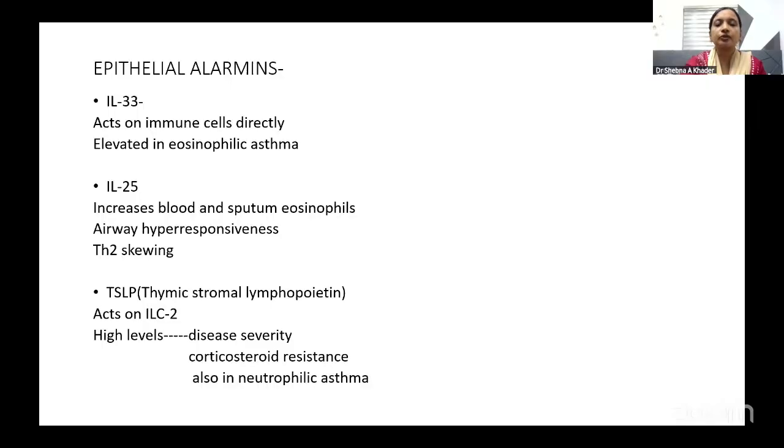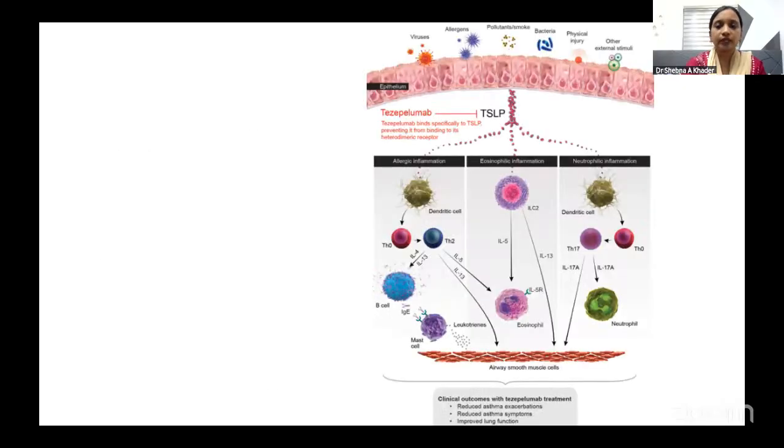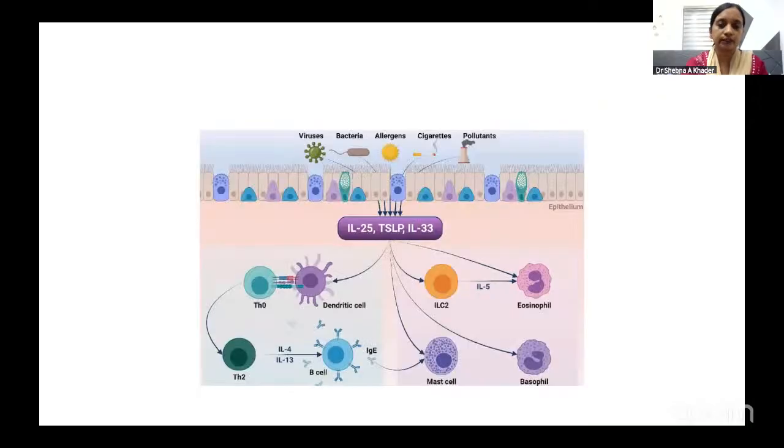Then there are more chances for corticosteroid resistance, and it is not just for eosinophilic asthma, it can be seen also in the neutrophilic type. So TSLP acts in allergic inflammation, eosinophilic inflammation and neutrophilic inflammation in asthma. And the monoclonal antibody that is acting against this is tezepelumab, which acts in the initial phase. Thereby we can prevent the cascade from happening. And it helps to reduce asthma exacerbations and symptoms, and also improve lung function.